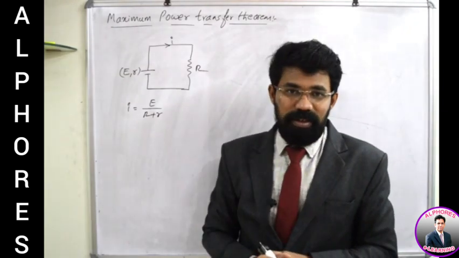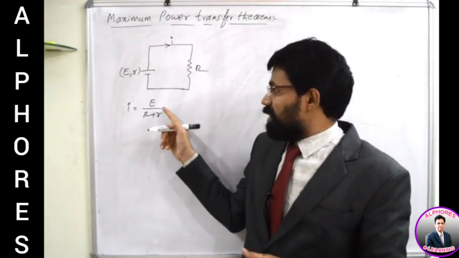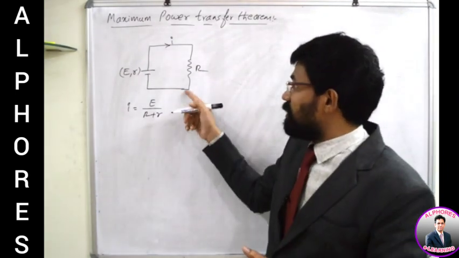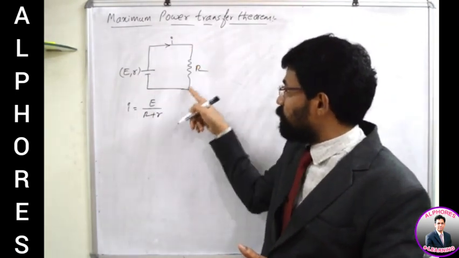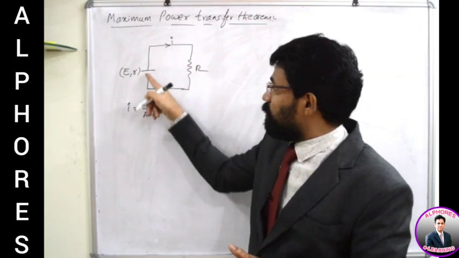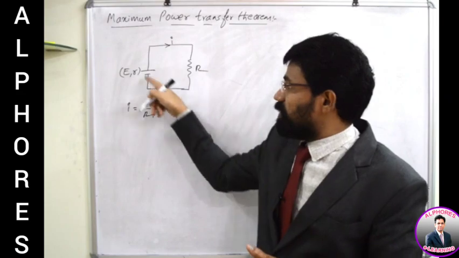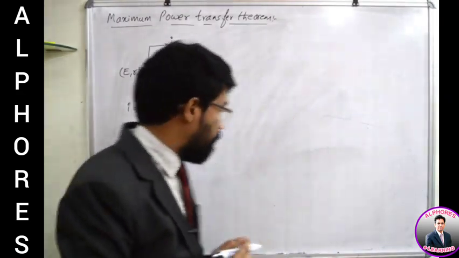you can write this I is equal to what? Total EMF divided by the total resistance offered by the circuit. Here, what is the total resistance offered by the circuit? Current is flowing along this path. How much is the resistance offered by this path? R plus, and here one small r is getting added. So R plus r is the total resistance offered by the circuit.